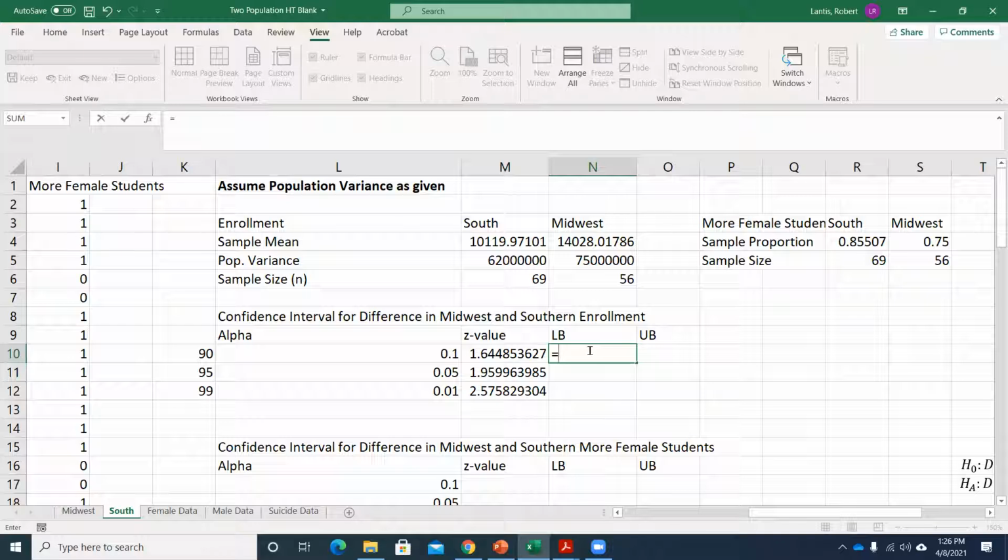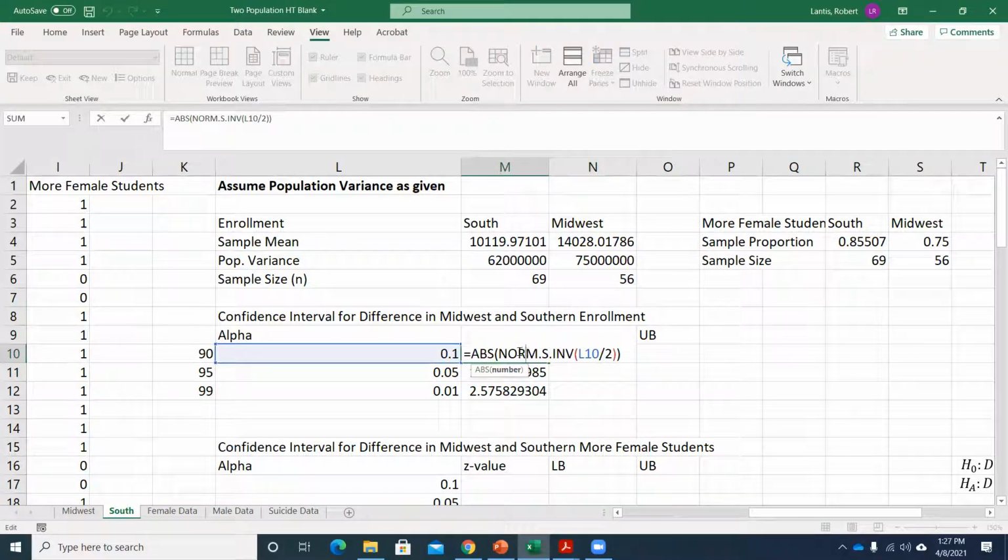So we use that norm.s.inv because we knew the area in the tail. We're working in reverse here. Instead of telling it a z-score, we're telling it the area that we want in the tail, and Excel tells us the z-score, or the z-value, I should say, not z-score.